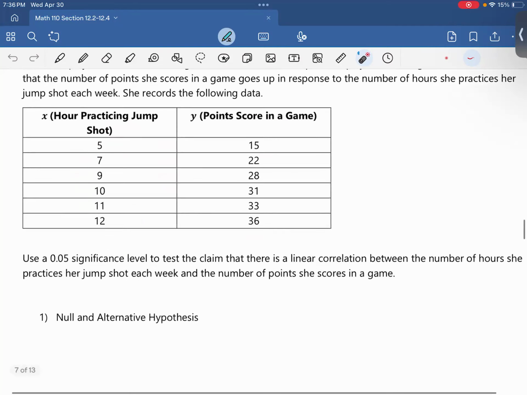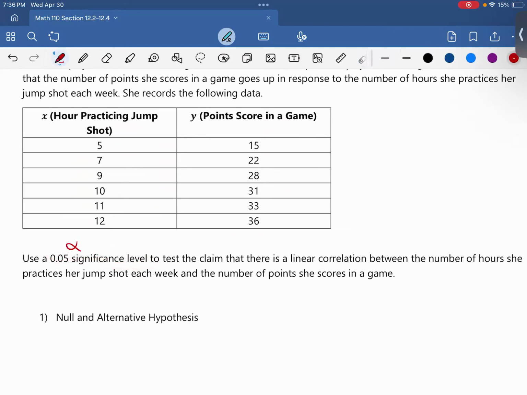So we want to use a 0.05 significance level. Remember that's our alpha. To test the claim that there is a linear correlation between the number of hours she practices her jump shot each week and the number of points she scores in a game. Okay, so let's go ahead and test this linear correlation. First thing you want to do is enter in your list one and list two. So hours practicing is list one, points is list two. So let's go to our calculator and enter in those lists.